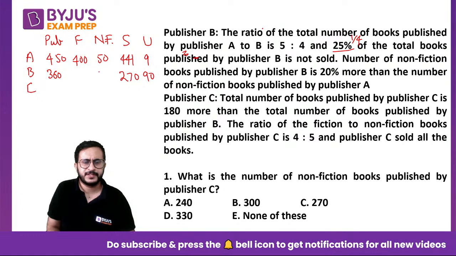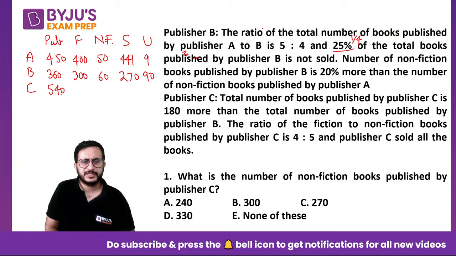Then it says that the number of fiction is 20% more than the number of non-fiction. So non-fiction is 50, 20% more means 60. And fiction will be 300. Similarly, for C, total number of books published is 180 more than that of B. So B is 360, this will be 540.